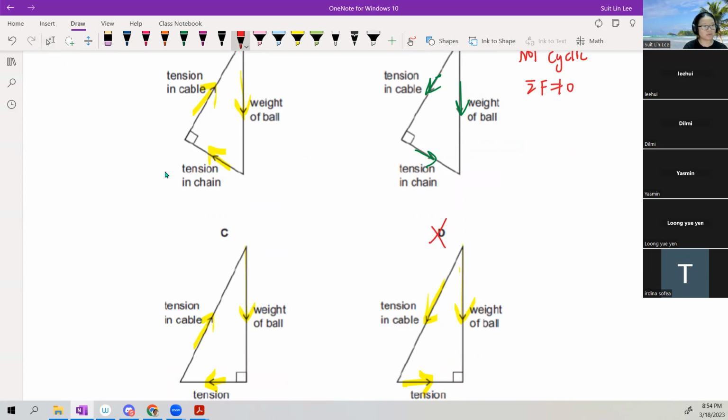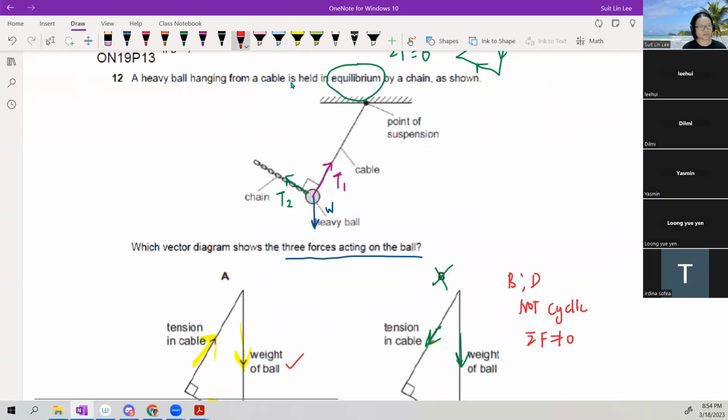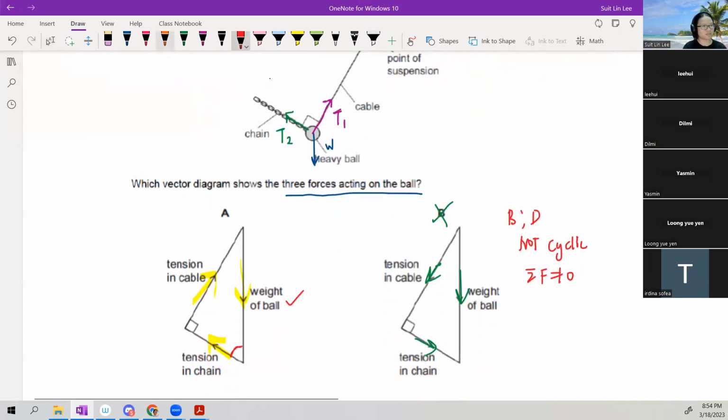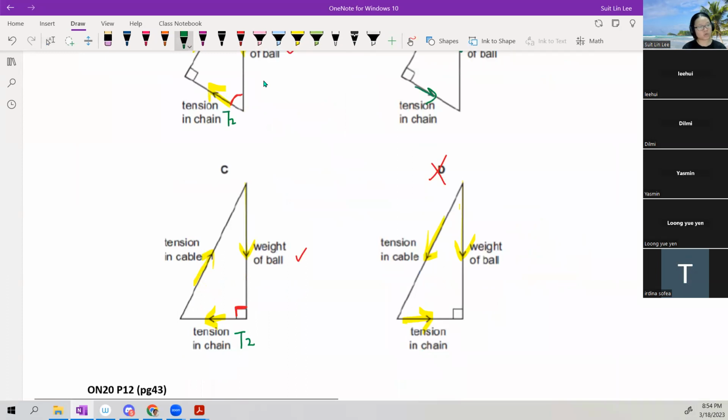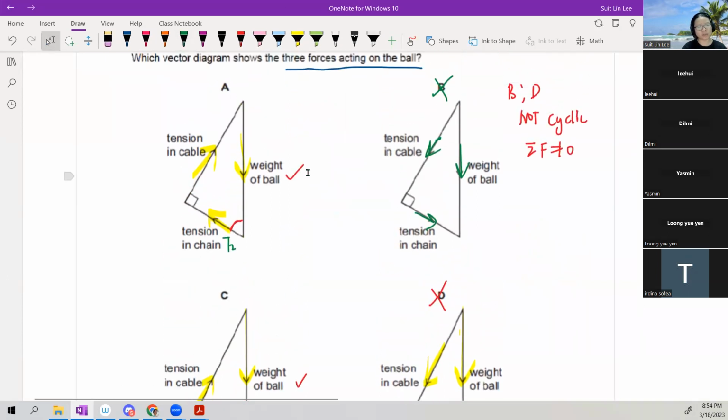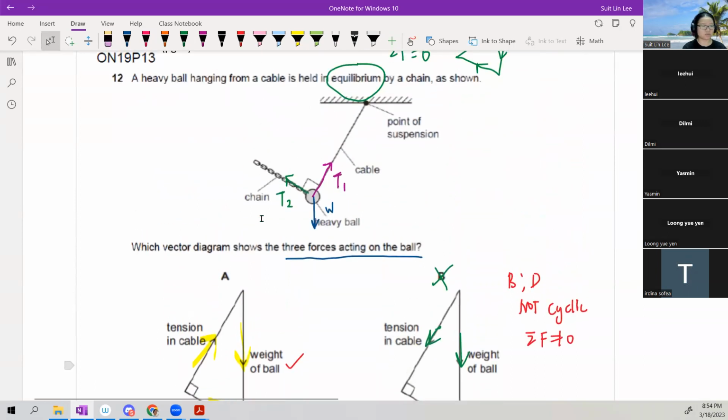The angle between the weight of the ball, which is accurately speaking vertically downward. So it's the angle of the forces between the weight and the tension, not less than 90 degrees or exactly 90 degrees. So I'll go back and stare at the picture. Where is the weight? This tension in the chain is T2, right? This one down here is also tension in the chain T2.